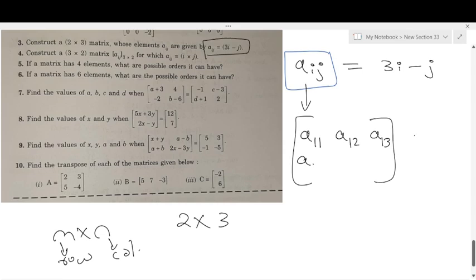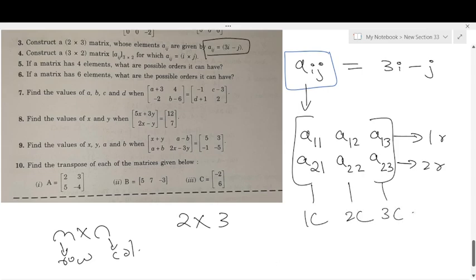Now next, tell me the next one. Which row is this? Second row, which column? First column, A21. Next, second row, next, second row. We have written a 2 into 3 matrix. Did we get the answer? First row, second row. First column, second column, third column. This is how you write a 2 into 3 matrix.